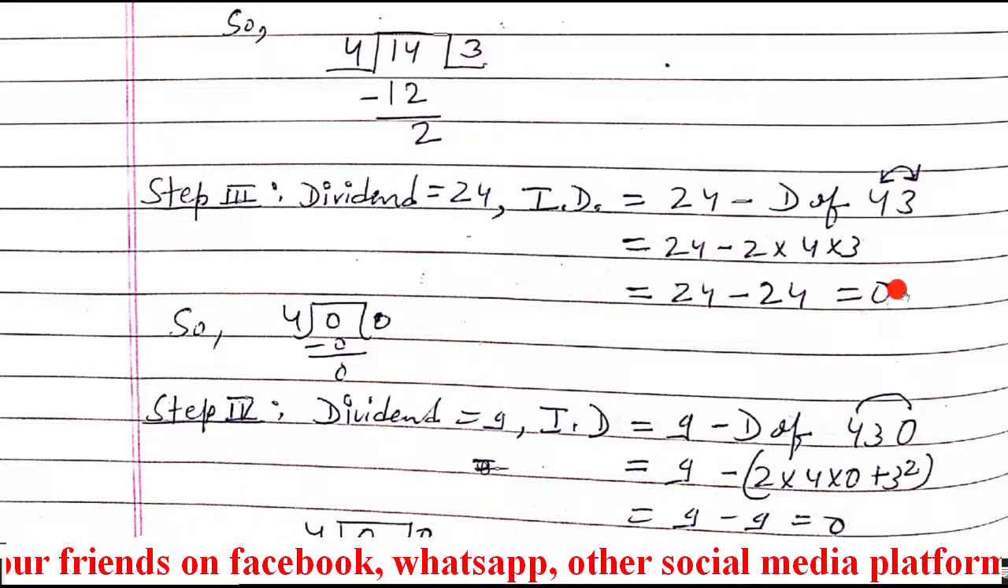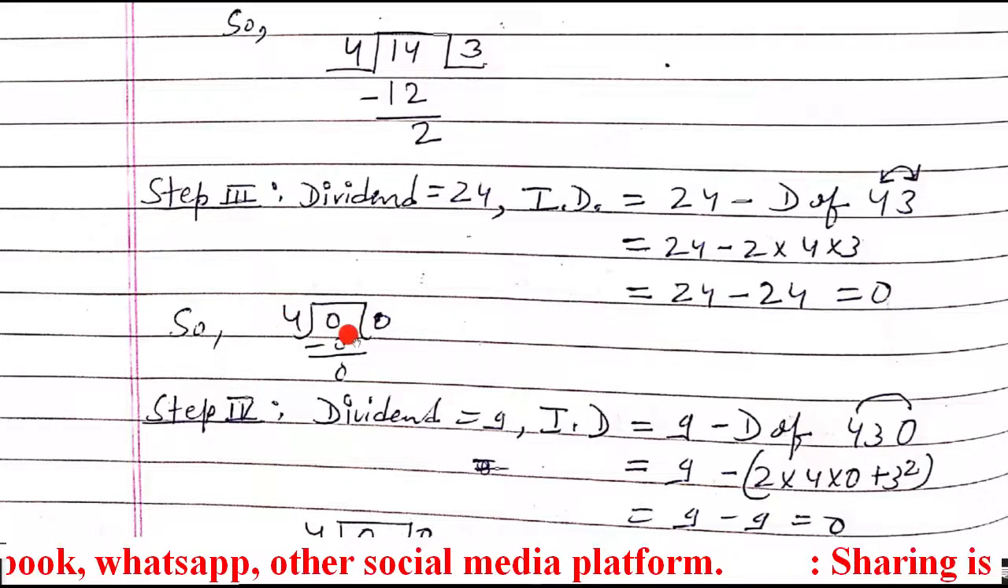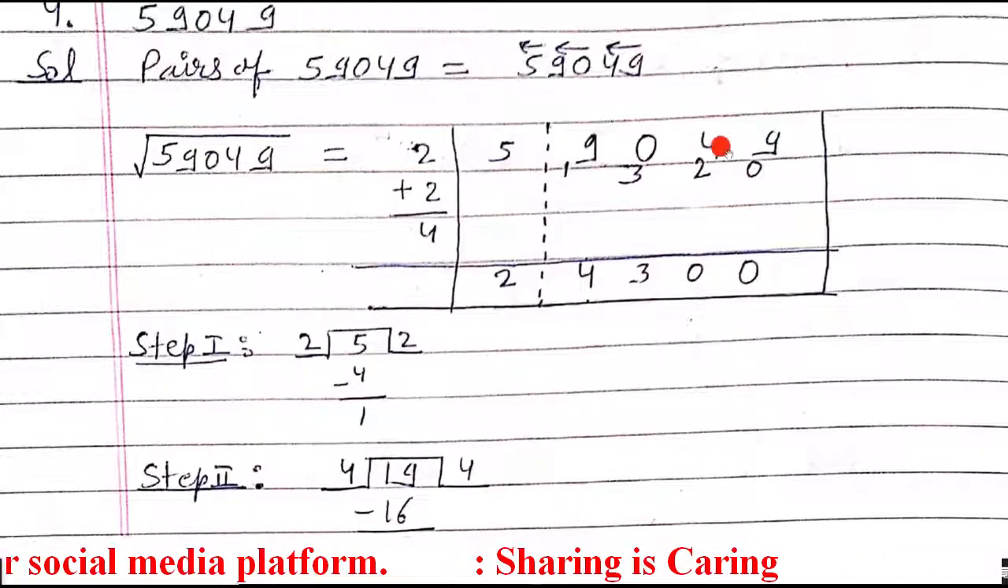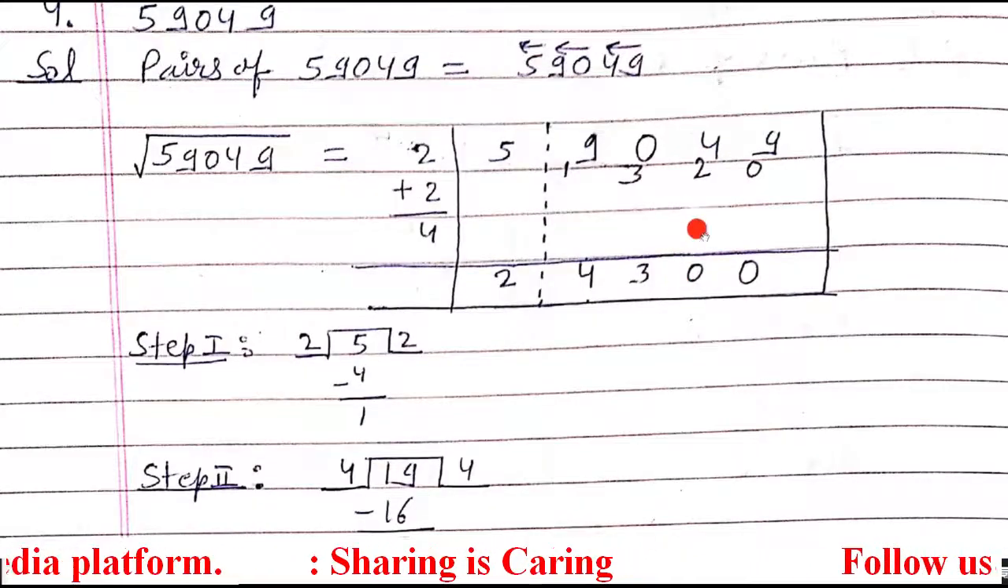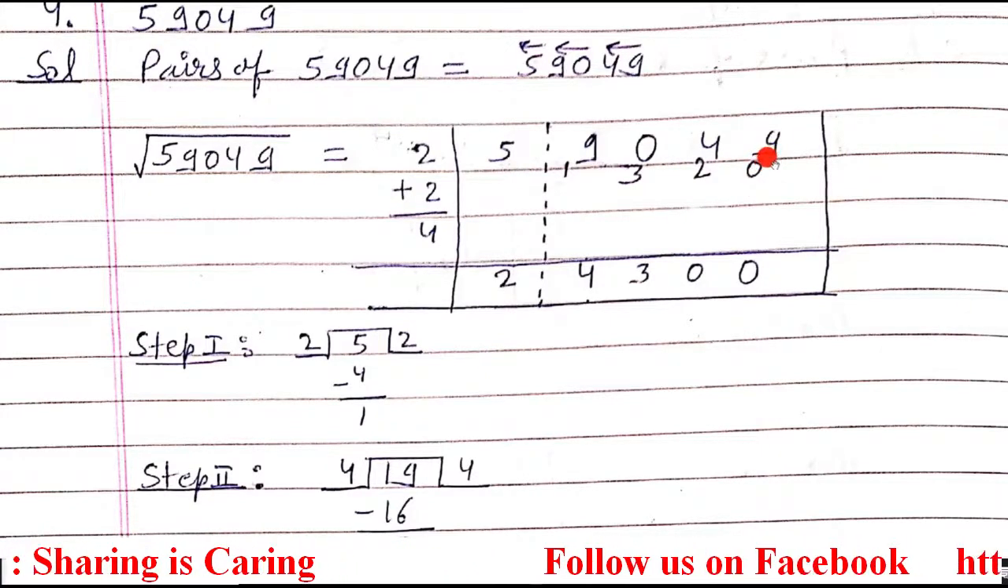So 24 minus 24 is 0. So 0 divided by 4 is 0. So everywhere 0 is there. So when we divided it, we got here 0, remainder is also 0. So here is 0, 9. So again 0, 9 we have to improve.